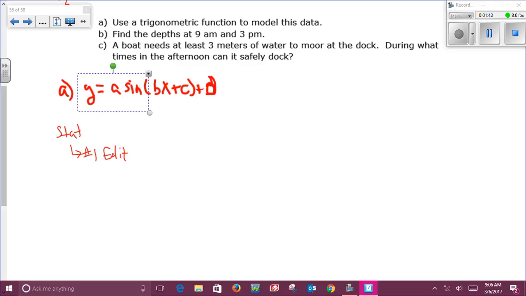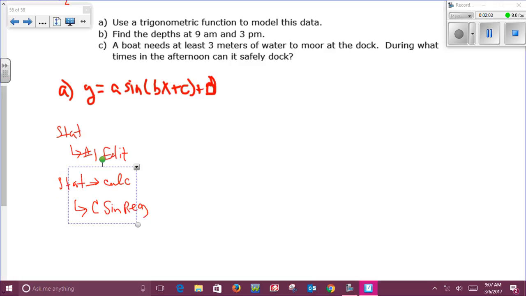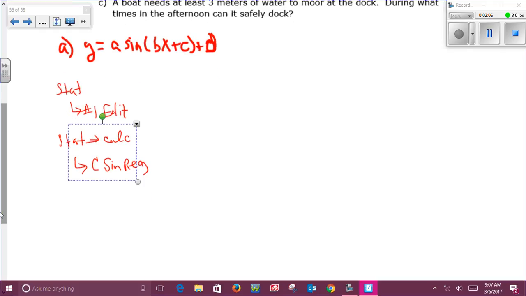We want to do stat and then arrow over to calculate. And you want to do letter C, and that is sine regression. And when you go through the regression, it's going to say number of iterations 3. Just leave that as 3. And list 1 should be your time. The x values would be the time, L1. The y values would be the L2.